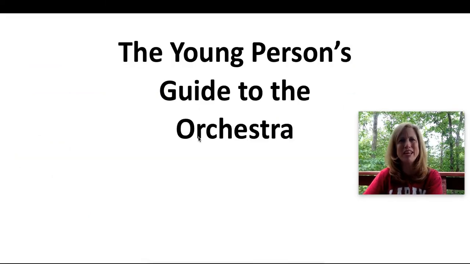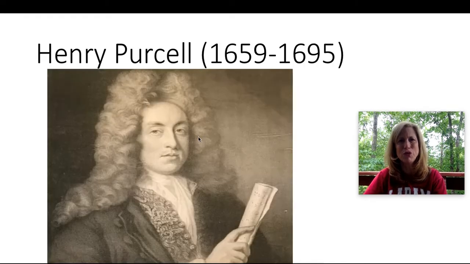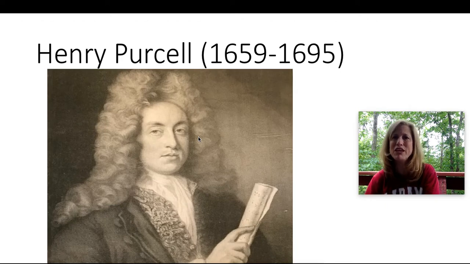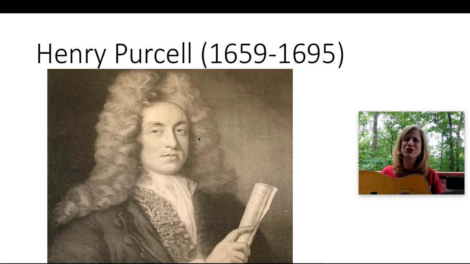So now let's take a closer look at the song called The Young Person's Guide to the Orchestra. So a long time ago, Henry Purcell lived in England, and he was a composer. You can see his dates. He was born in 1659 and he died in 1695. And he wrote a song which contained this little tune. He wrote it over 350 years ago.